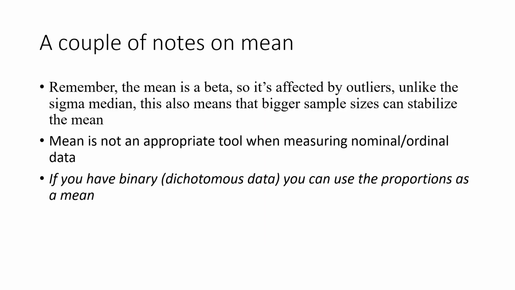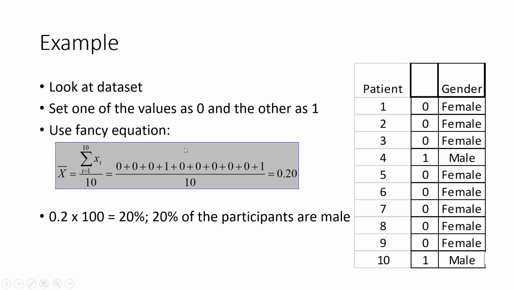So here's a couple of things to remember about the mean. The mean is affected by outliers, unlike the median. But what this does mean is that you can use big sample sizes to stabilize the mean. And again, you can't use the mean on nominal or ordinal data. Now, this line over here is a little bit wacky, a little bit complicated, but basically it's saying that if you were to calculate the mean from binary data, it would give you the proportions.